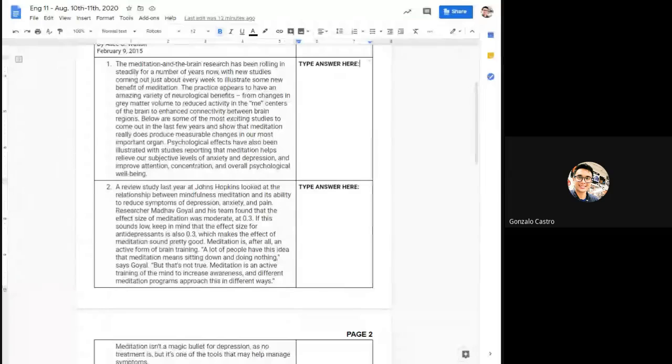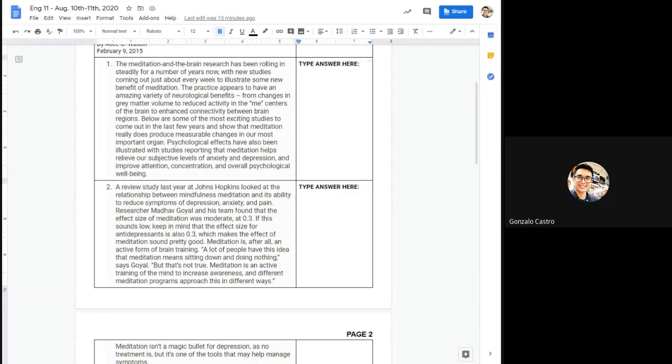The practice appears to have an amazing variety of neurological benefits, from changes in gray matter volume to reduced activity in the me centers of the brain to enhanced connectivity between brain regions. Below are some of the most exciting studies to come out in the last few years and show that meditation really does produce measurable changes in our most important organ.